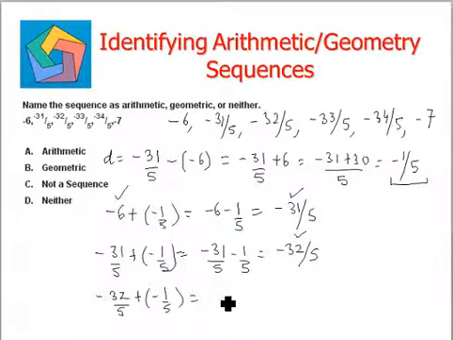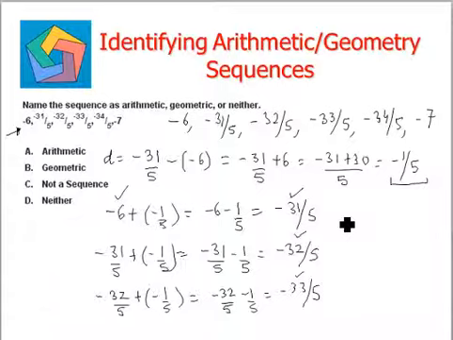This is equal to negative 32 by 5 minus 1/5, which is equal to negative 33 by 5. So we see that this is tallying with the series that was given to us. Let's look at the last term and the last but one.